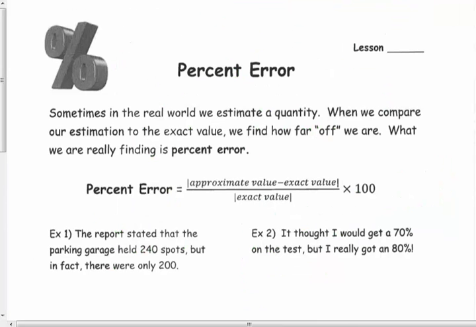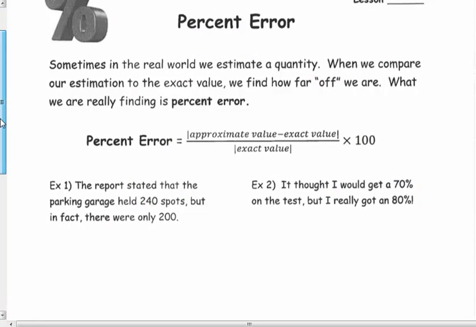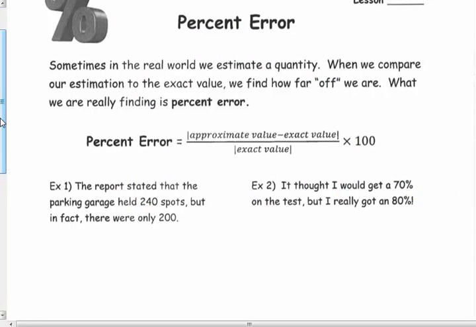Percent of error, page 8 in the packet. Sometimes in the real world we estimate a quantity. When we compare our estimation to the exact value, we find how far off we are. Oops, I made a mistake. I didn't measure very well. What we're really finding is called percent of error. So sometimes we think, oh, it looks like there's about 40 people in the audience. Then you go to count them and there's only 32. Look, I was off a little bit.